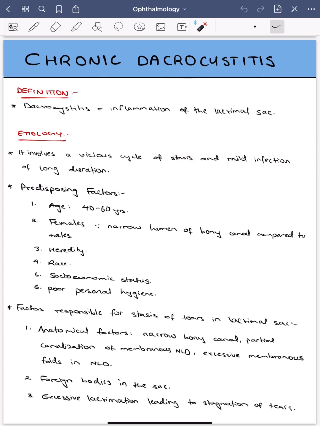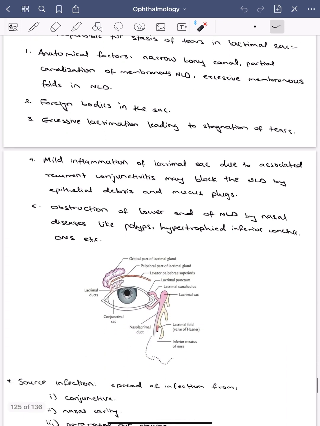tears. Now, let us look at the factors responsible for the stasis of tears within the lacrimal sac. The first is anatomical factors, that is narrow bony canal, partial canalization of the membranous nasolacrimal duct, or excessive membranous folds within the nasolacrimal duct. Second is the presence of foreign bodies in the sac. Third is excessive lacrimation leading to stagnation of tears.